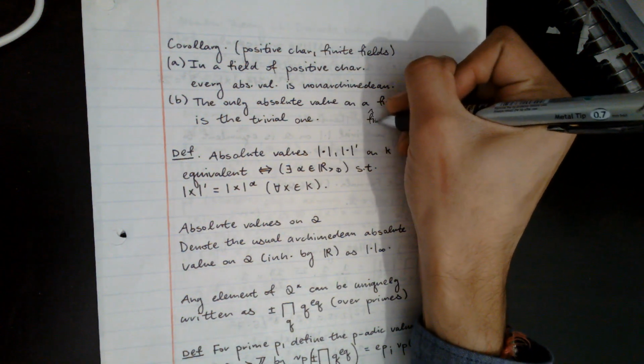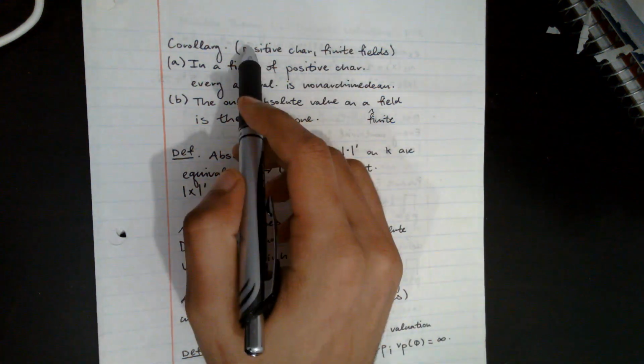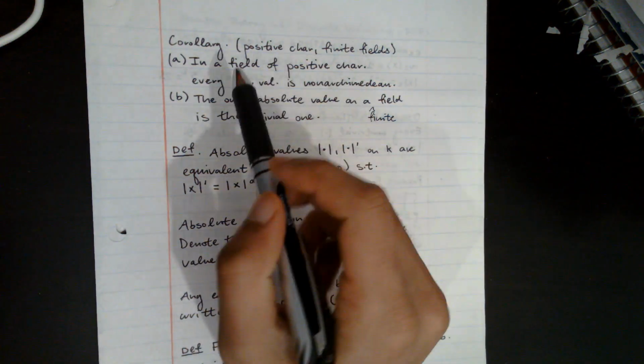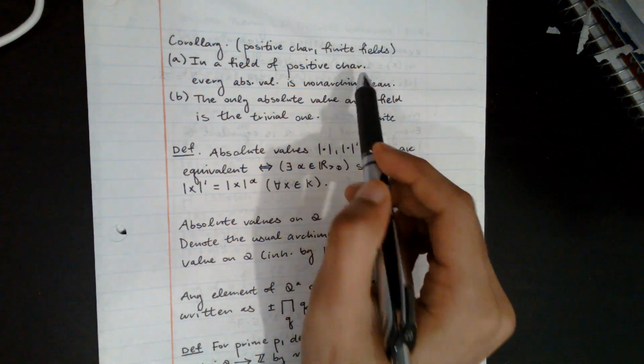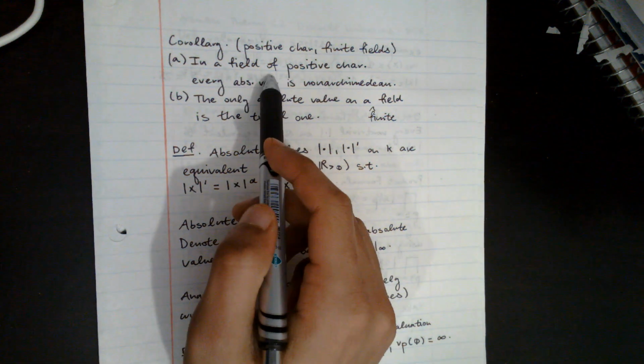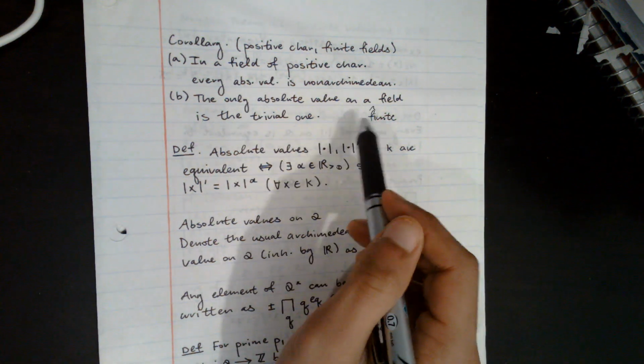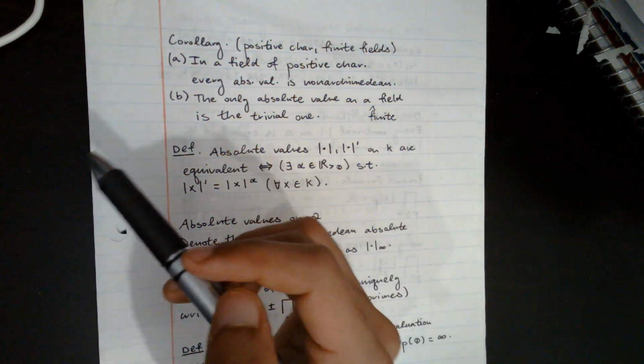So finite fields certainly wouldn't hold for all fields in general. We have two parts to this corollary. In a field of positive characteristic, where you can take one added to itself p times, where p is, say, the characteristic of some k, that's going to be equal to 0, then we know that every absolute value turns out to be non-Archimedean here. Coming off of this, the only absolute value on a finite field is the trivial one.